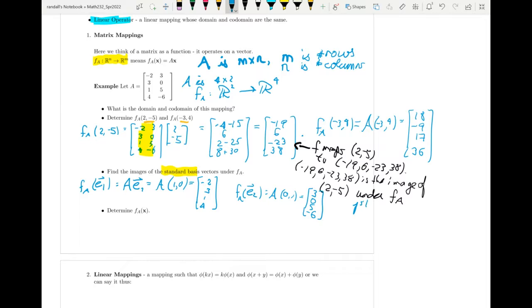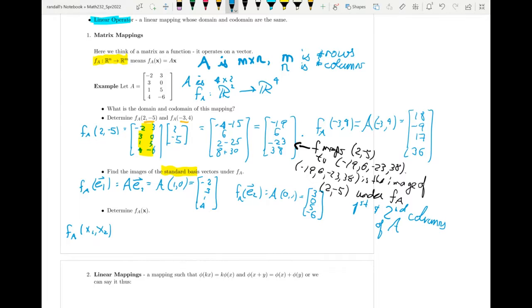So the first and second columns of A. When you apply the function f, matrix multiplication, this matrix mapping to the standard basis vectors, the outputs are going to be the columns of the matrix. So now we can write out a good formula for f of A acting on an arbitrary vector, f of A acting on (x1, x2).